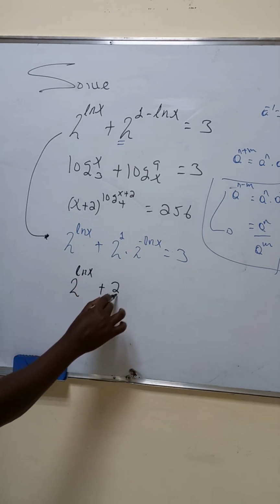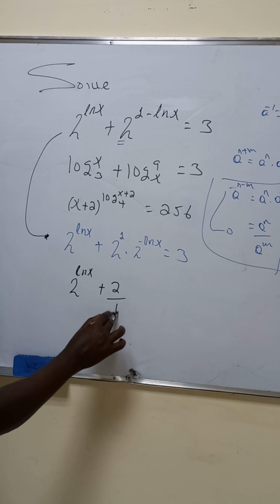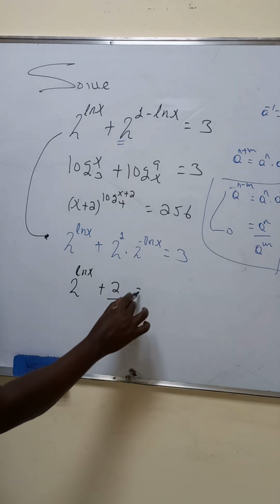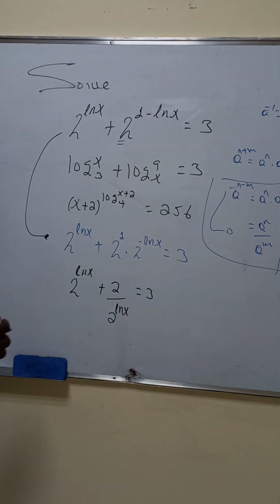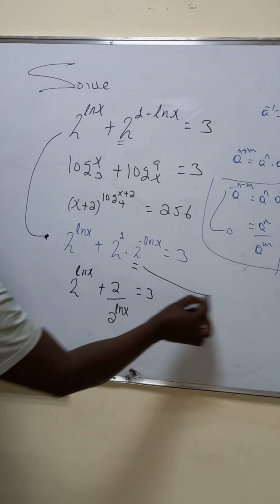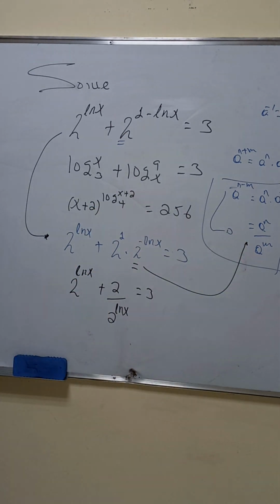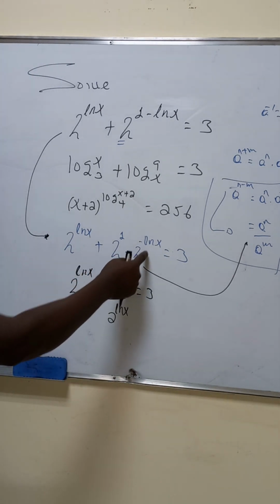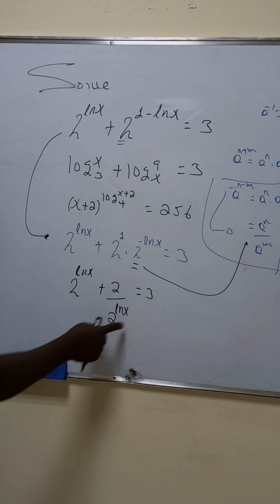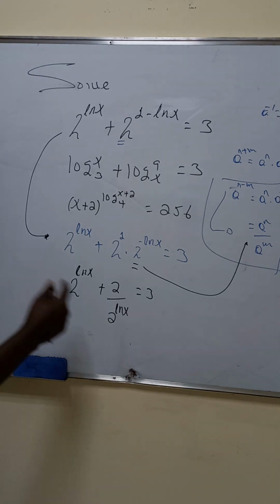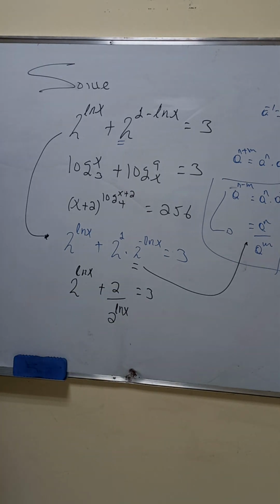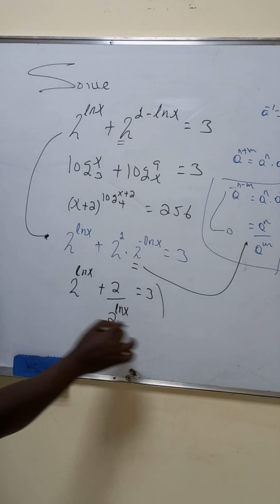2 raised ln of x plus 2 over 2 raised ln of x, which is exactly 3. So with the principle of this one, write it this way. So 2 raised negative ln of x means 1 over 2 raised ln of x. So I have written it this way. Now to solve this, what do we need to multiply both sides by?